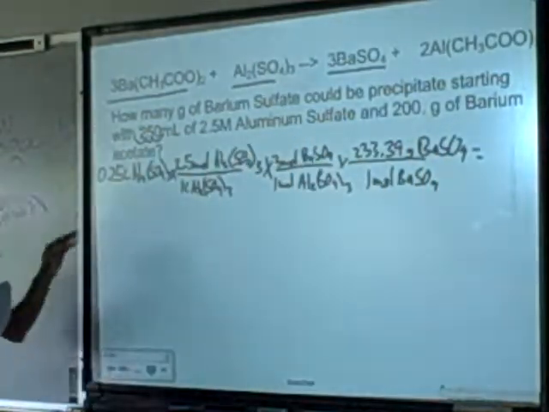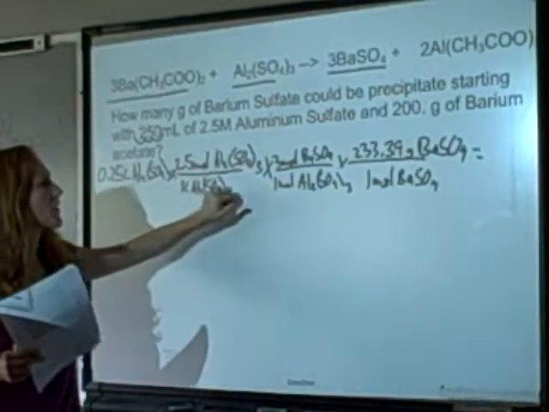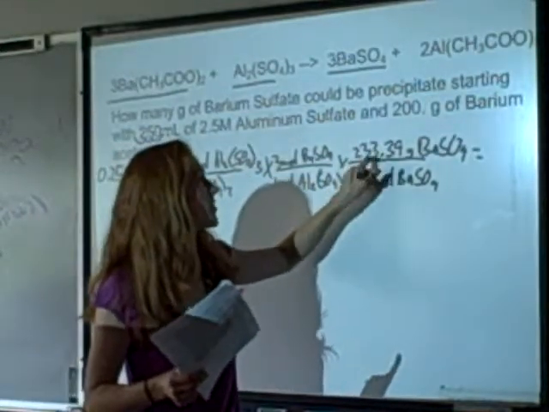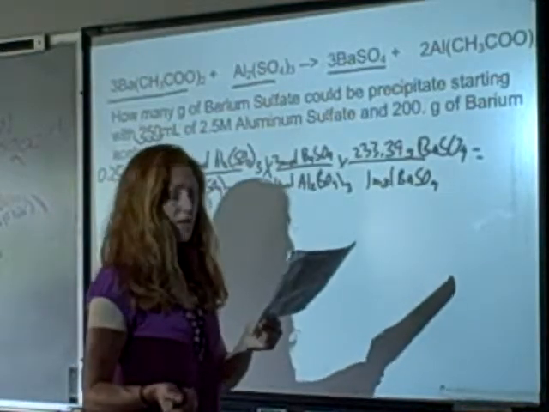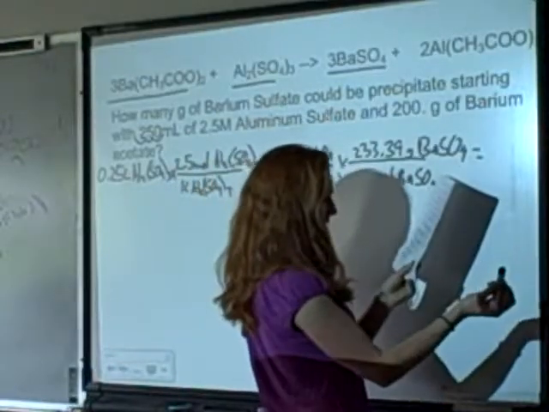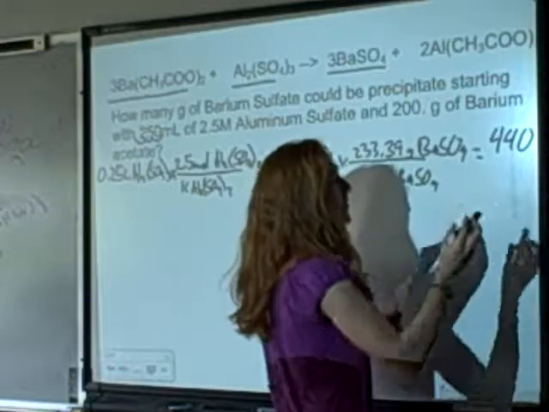Okay, so I would go 0.25 times 2.5 moles per liter times 3 moles of the barium sulfate for every 1 mole of the aluminum sulfate times 233.39. And when you type that in, we have enough aluminum sulfate solution to make 440 grams of barium sulfate.